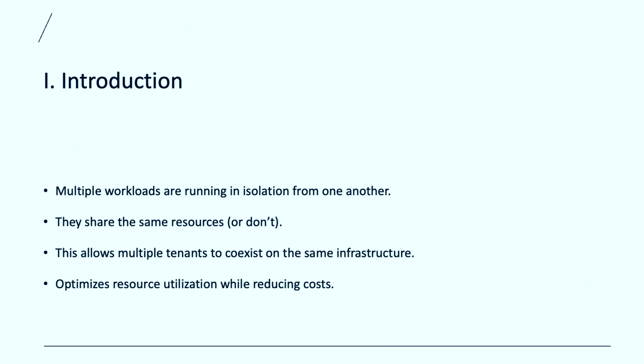Today I'm going to be talking about multi-tenancy, which I may be a bit late with. So, first things first, what is multi-tenancy? At a high level, multi-tenant solutions are all about sharing. Thus, multi-tenancy in Kubernetes is the practice of running multiple workloads in isolation from one another, while sharing the same underlying resources, or don't, as we'll see in the next few minutes. This in turn allows multiple tenants, such as teams, customers, or applications, to coexist on the same infrastructure.